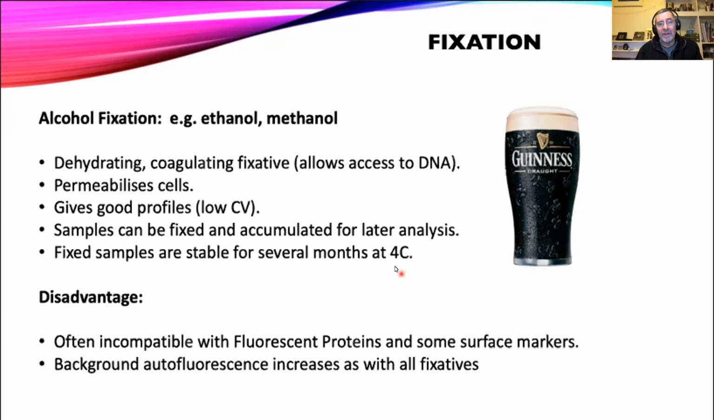Those are the pros, but there are always cons, aren't there? And the con of alcohol is that it's not going to be that compatible with fluorescent proteins. If you have GFP in your cell, for example, and you fix in ethanol, you're generally going to lose that GFP fluorescence. Same with some of our protein-based fluorochromes. We have to be a little bit careful if we're ethanol fixing. And all fixation will increase autofluorescence. Doesn't matter quite so much with DNA analysis, because as we'll see, our stained cells are way, way, way brighter than our unstained cells. But if I'm doing surface staining at the same time, that can have an effect.